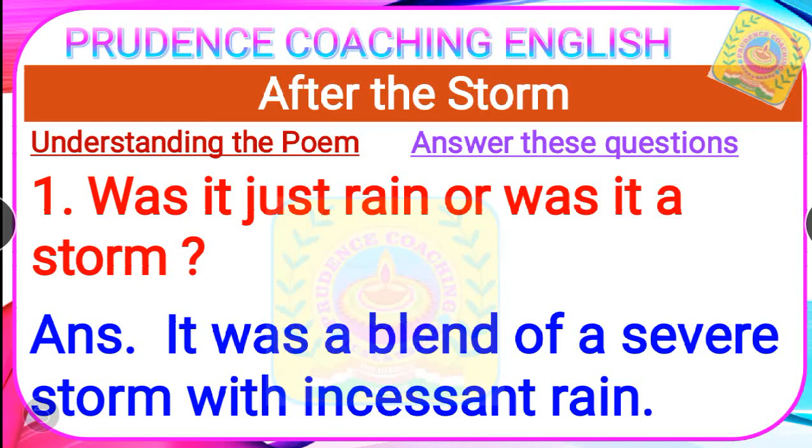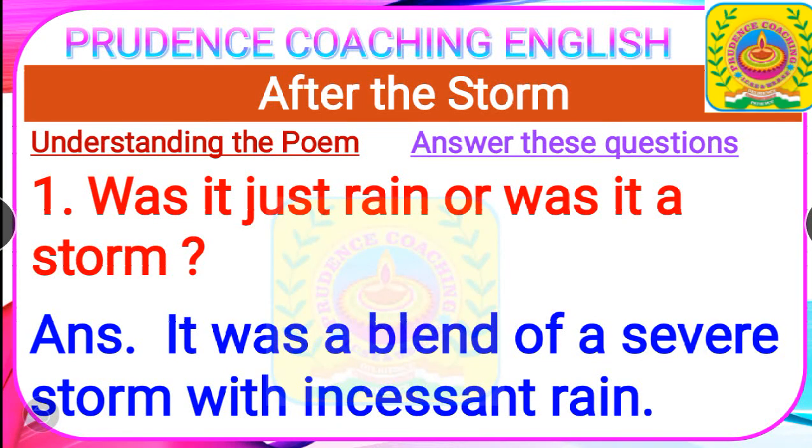Now the next question, that is number 1, was it just rain or was it a storm? This is the second part of the first question. Here is the answer. It was a blend of severe storm with incessant rain. Incessant means, students, this is continuous.